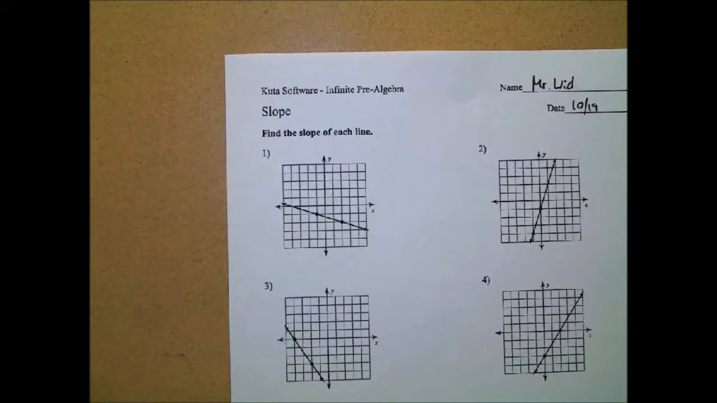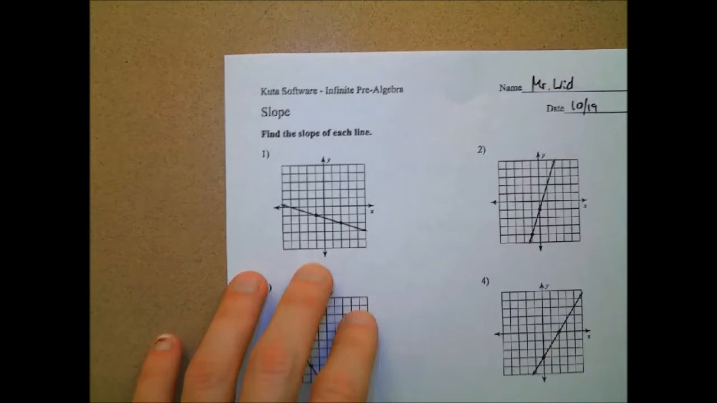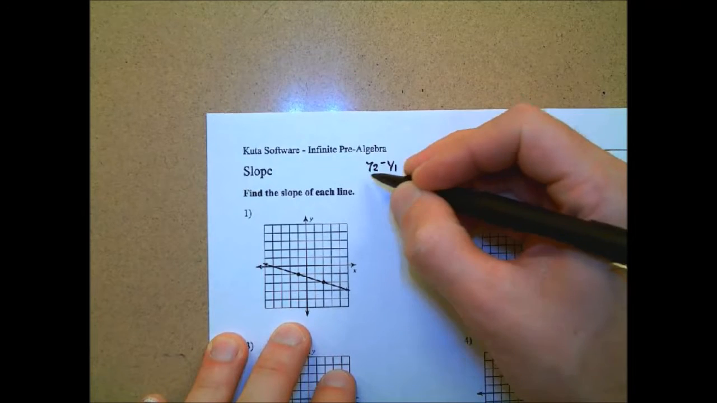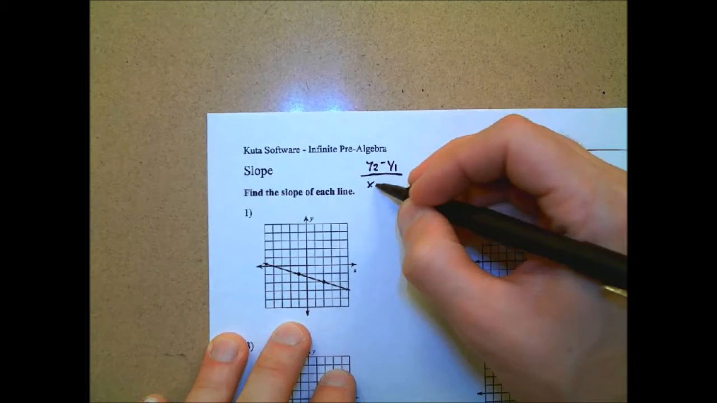Okay, so the directions here ask us to find the slope of each line, but we have not yet found slope when we're given the graph of a line, okay? But we can still do it. Tyler L., can you refresh our memory? What is the slope formula? Y2 minus Y1 divided by X2 minus X1.